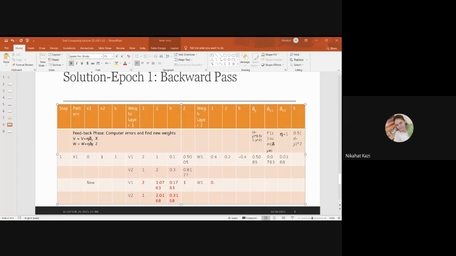Eta times... 0.6547, 0.6547. 0.6162 and finally it is 0.9.